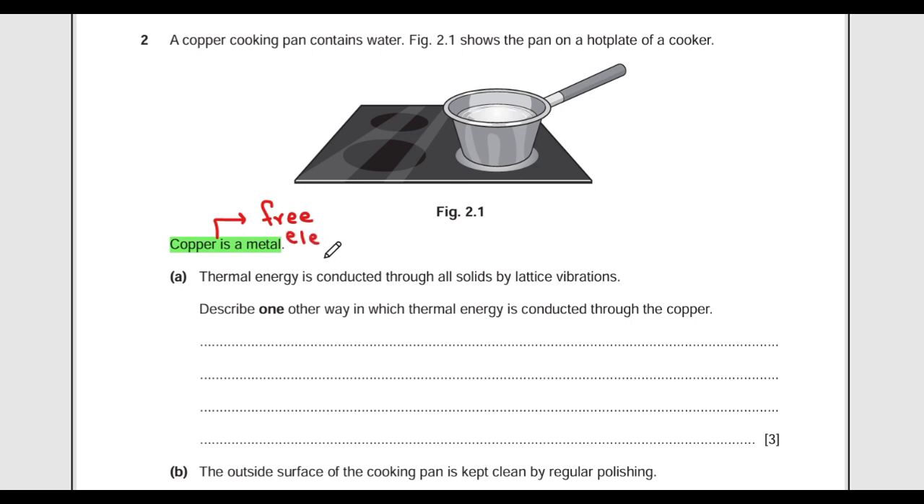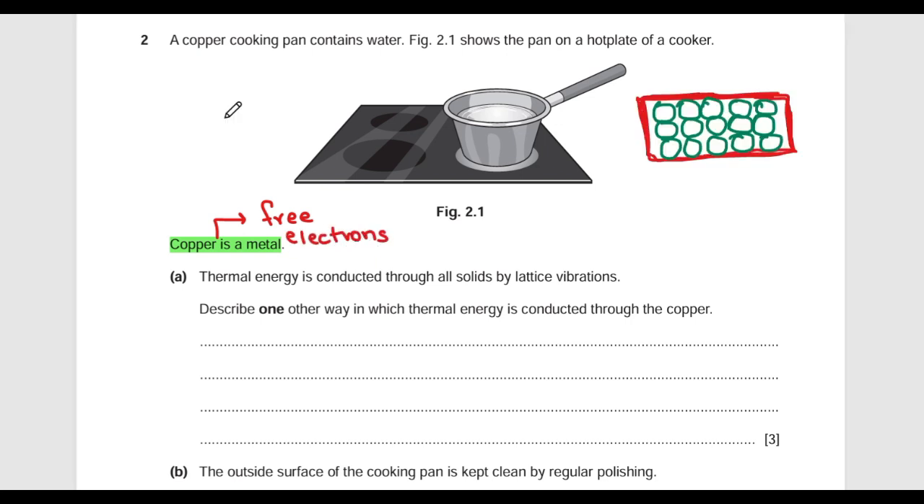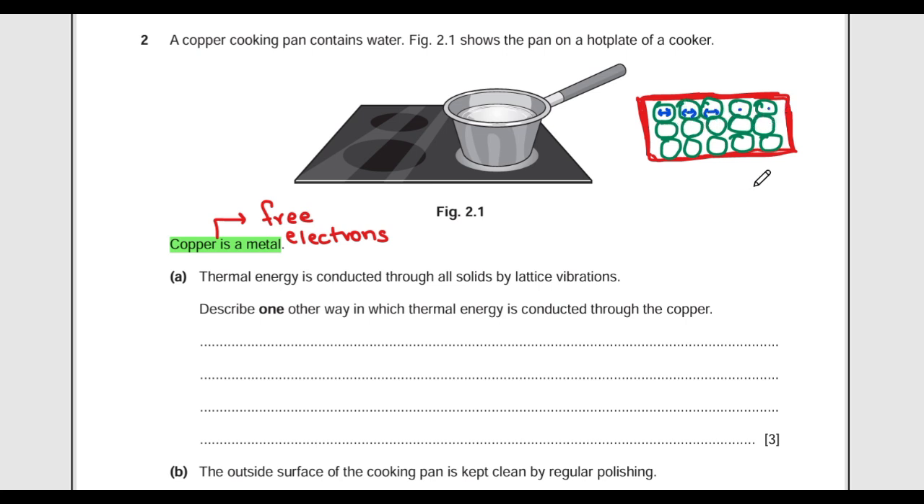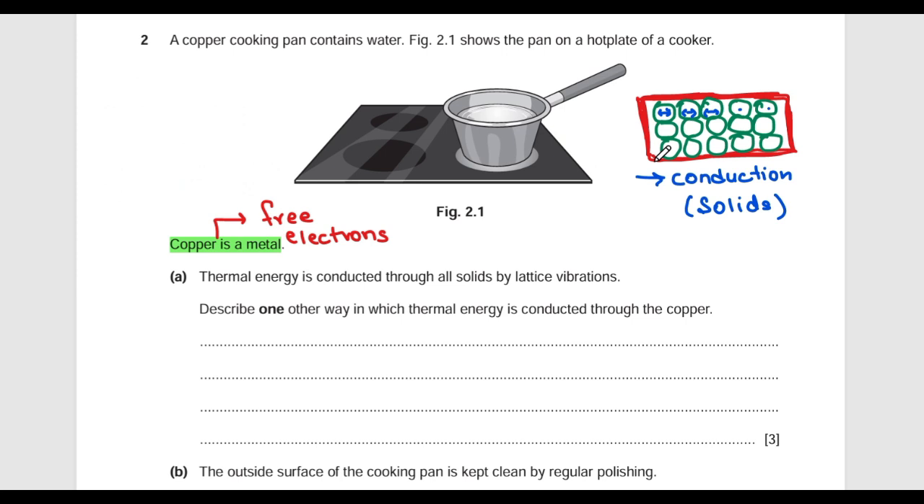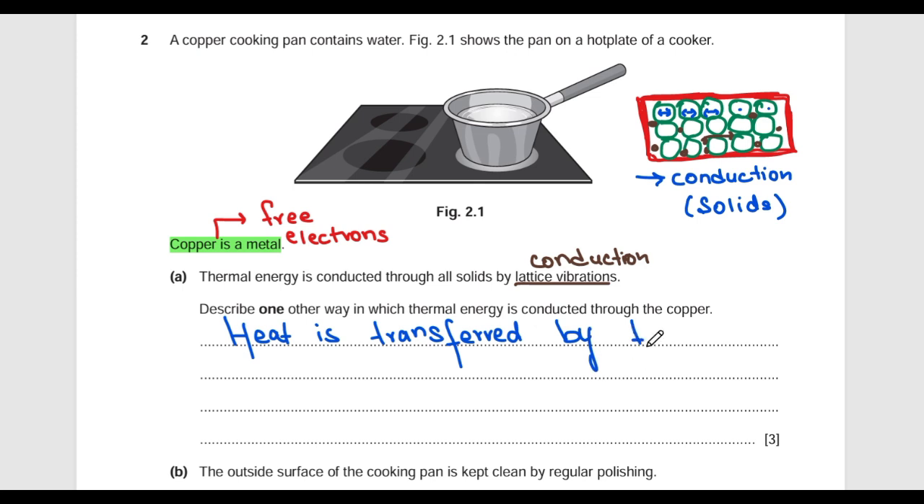So we know copper is a metal and metals have free electrons. And in solids, the energy is conducted in a way that the vibrations are passed on from one atom to another atom, and this process is known as conduction. And this usually happens in solids. The other way in which heat can be conducted is by free electrons. They move from one place to another and conduct heat. So lattice vibrations can also be written as conduction. And the other way in which heat is transferred is by movement of free electrons.